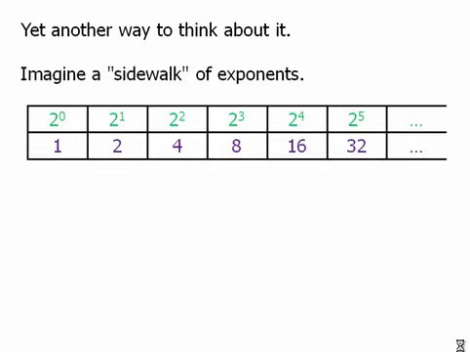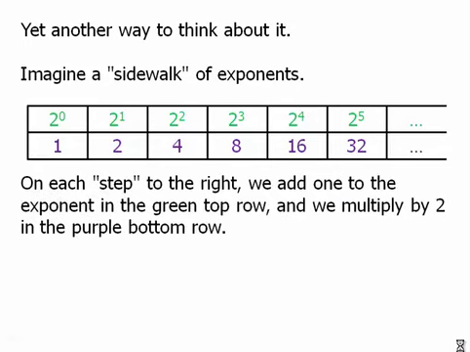Here's another way to think about it. It's good to have as many ways to think about this as possible because it's a somewhat anti-intuitive idea, thinking about negative exponents. It's really good to have a variety of ways to make sense of it. Imagine a sidewalk of exponents. So notice that for every box here, the power on the top equals the output on the bottom.